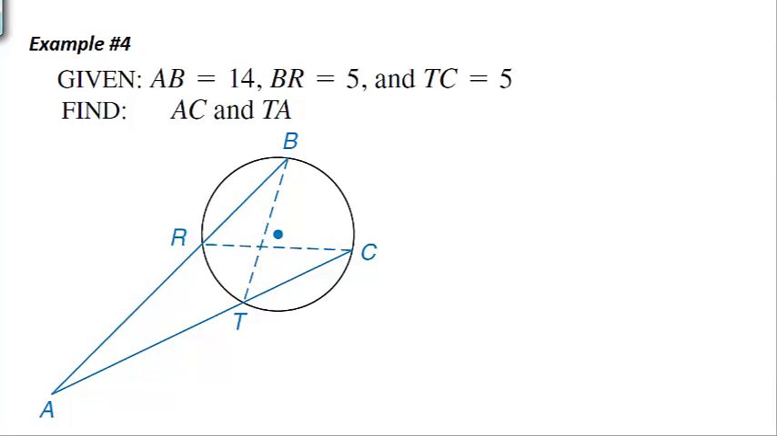All right, let's work these last examples here. Taking a look at example 4. We're given that AB, which is the entire length of this secant, is 14. And we're given that BR is 5, so we know that AR must be 9.